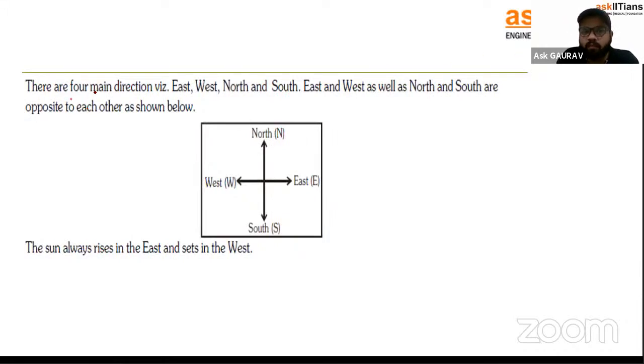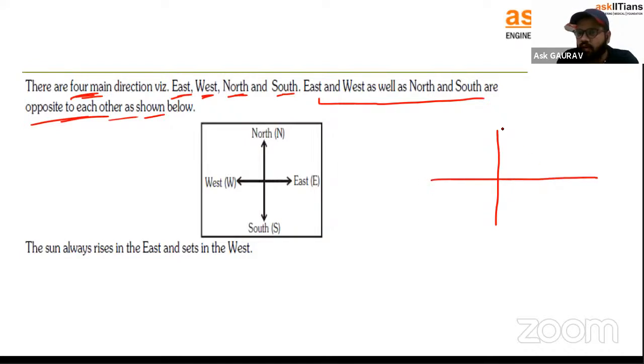There are mainly four main directions: east, west, north, and south. East and west, as well as north and south, are opposite to each other. The directions are like the Cartesian plane, right? We have a direction north, and opposite to it is south, and towards the left it's west and east, right? If I just say that a point is there, what will be the location of this point?